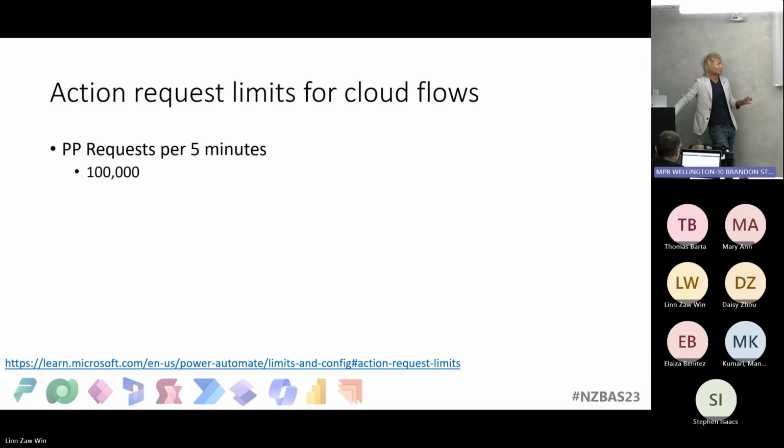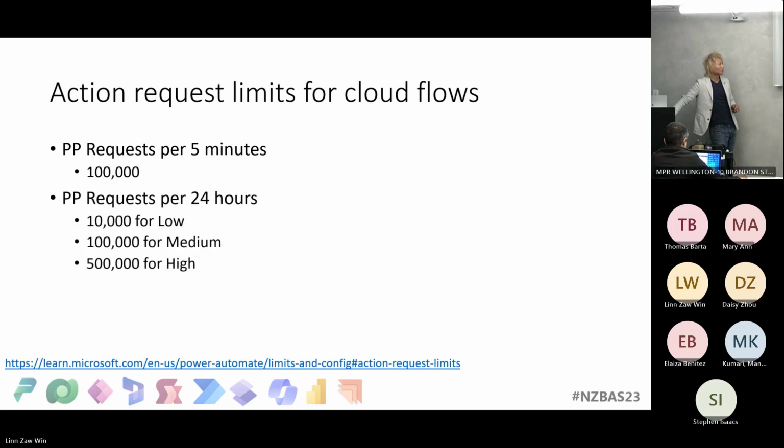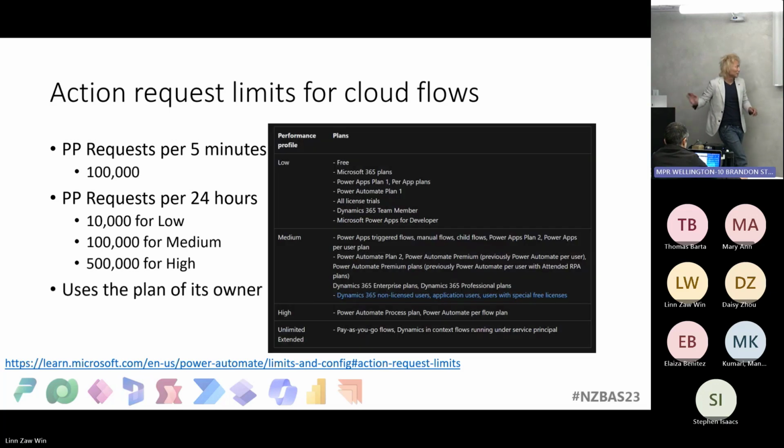This is the last one, the action request limit for Cloud flows. So the Power Platform request limit for 5 minutes is 100,000. The Power Platform request limit for 24 hours is 10,000 for low, where low is for these users, medium is 100,000, which is for most of the normal paid licenses, and high is for the Power Automate Process plan. Again, this is the same: use the plan of the flow owner.